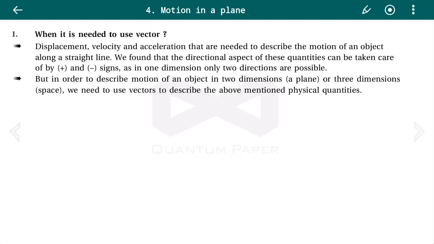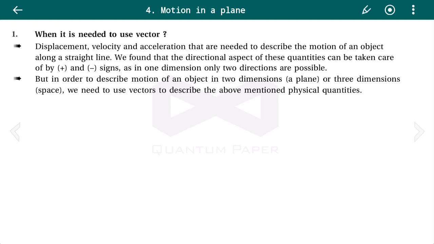Displacement, velocity and acceleration are needed to describe the motion of an object along a straight line. We found that the directional aspect of these quantities can be taken care of by plus and minus signs, as in one dimension only two directions are possible. But in order to describe the motion of an object in two dimensions, a plane, or three dimensions, that is space, we need to use vectors to describe the above mentioned physical quantities.